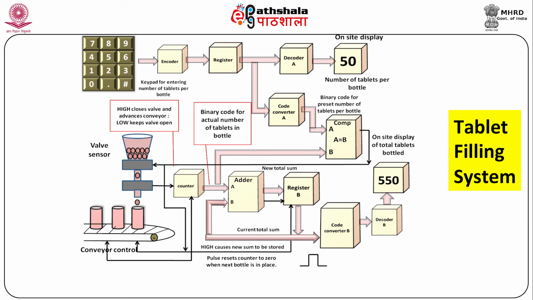Then when the next bottle has been filled, the binary number for 50 appears on the A input of the adder, and the binary number for 500 is on the B input. The adder produces a new sum of 550, which is stored in register B, replacing the previous sum of 500. This is how the tablet filling system works, and the whole system is under the control of the digital system consisting of combinational and sequential circuits.